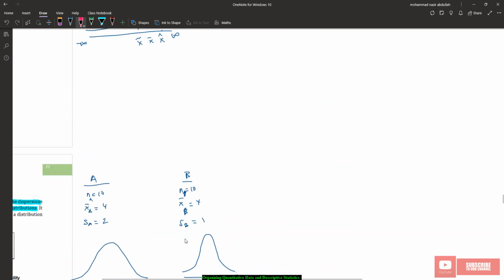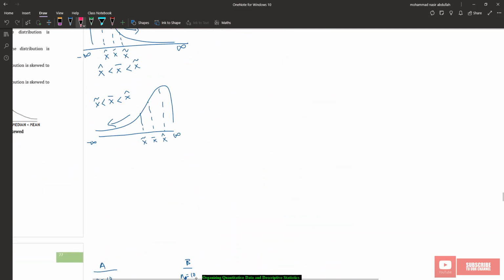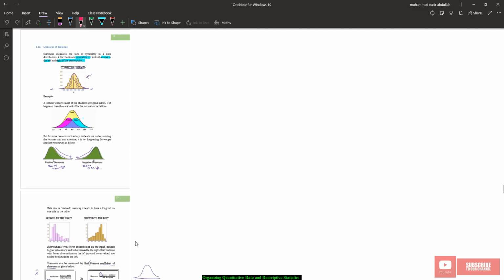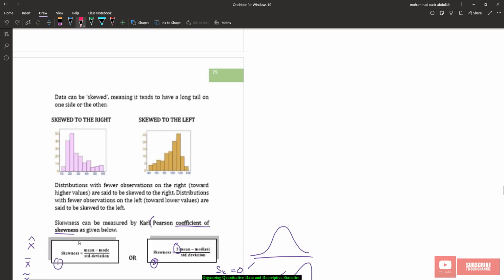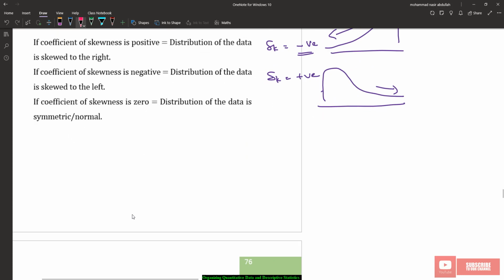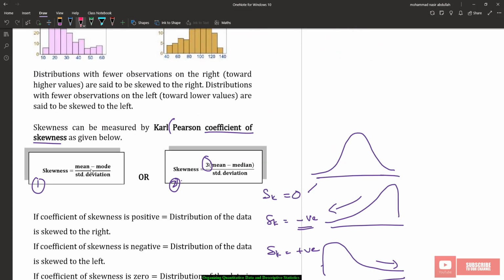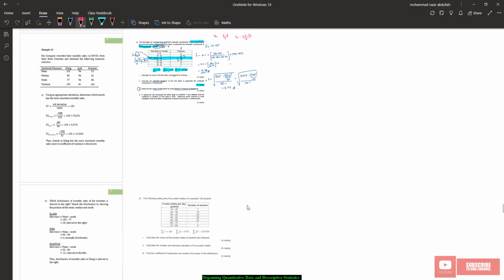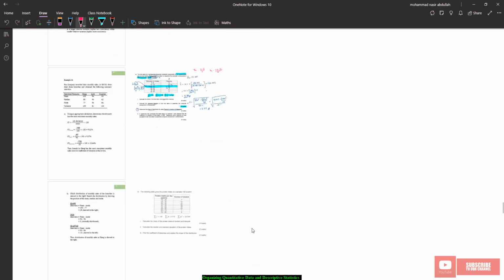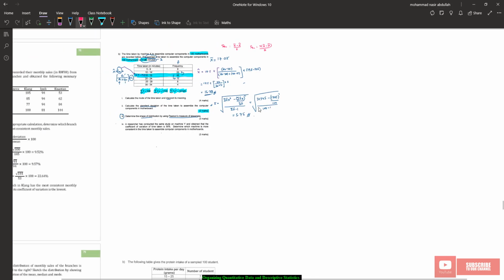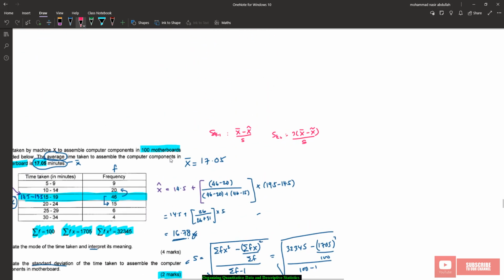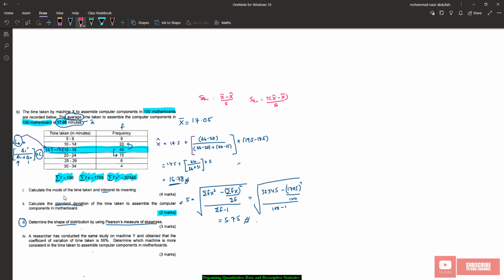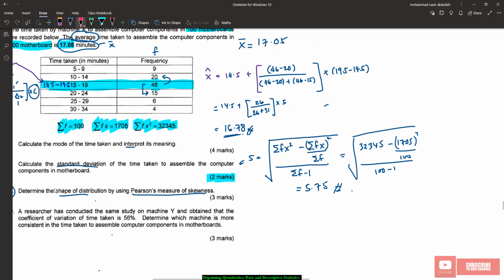Tengok balik buku, muka surat berapa. Still remember? We have two formula, mean minus mode divided by standard deviation, or mean minus median multiply with 3 divided by standard deviation. Right?